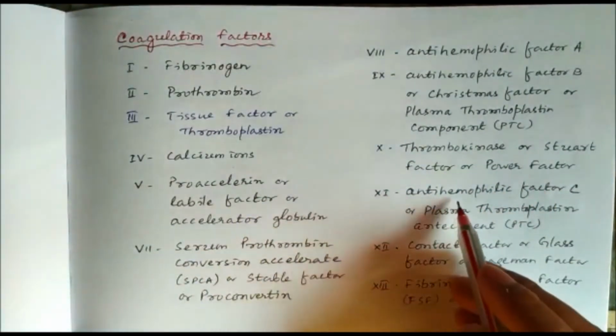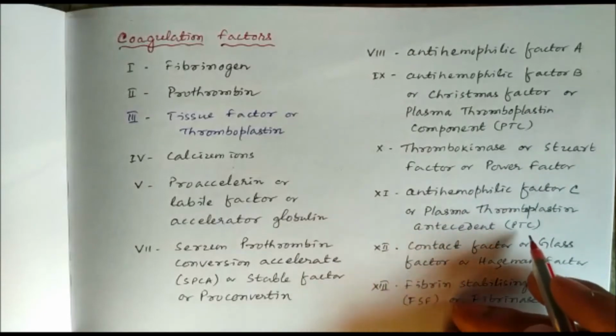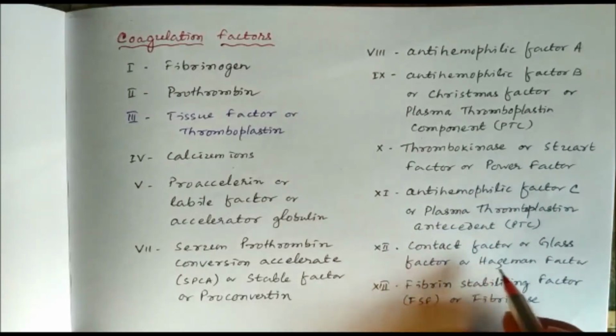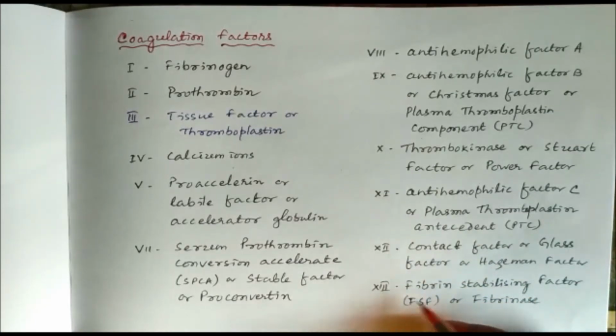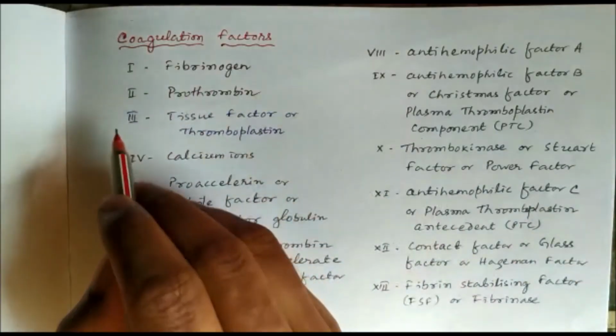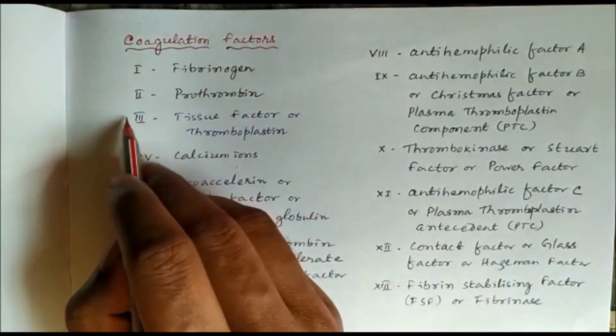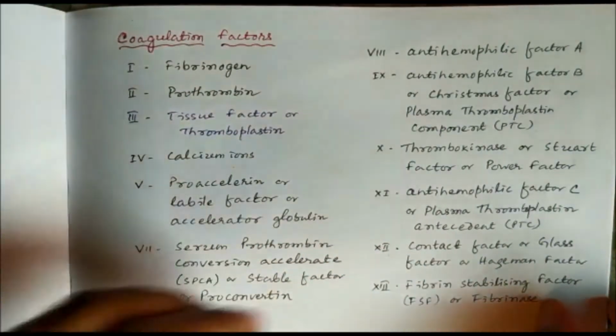Factor 11 is antihemophilic factor C or plasma thromboplastin antecedent or PTA. Factor 12 is contact factor or glass factor or Hageman factor. And factor 13 is the fibrin stabilizing factor or fibrinase. So out of all these factors, factor 3 activates one pathway and factor 12 activates the other pathway.